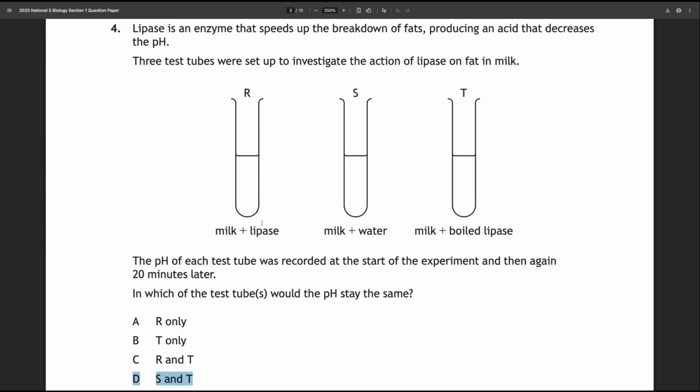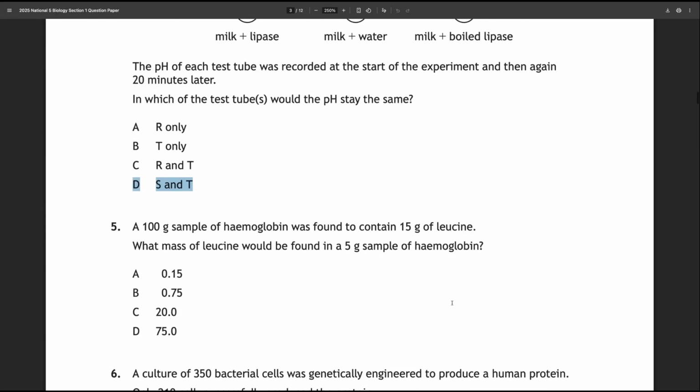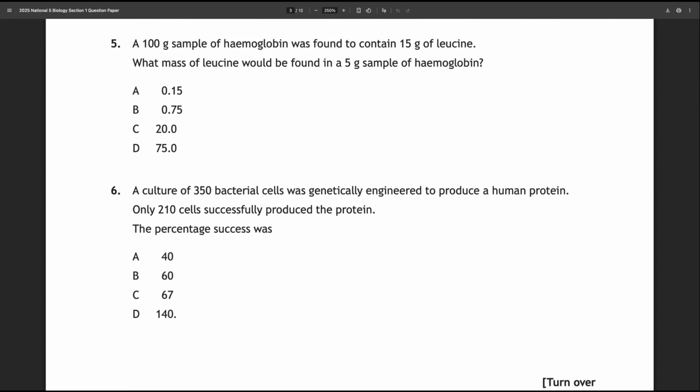Okay, R would become acidic because the lipase would break down the milk, but S and T would both stay the same. Question 5. A 100-gram sample of hemoglobin was found to contain 15 grams of leucine. What mass of leucine would be found in a 5-gram sample of hemoglobin?